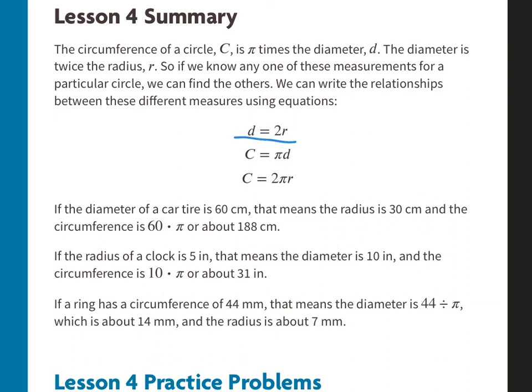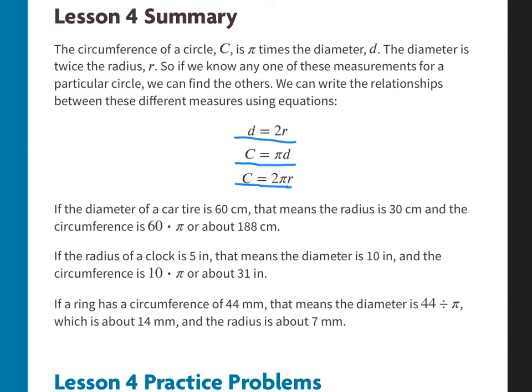Diameter equals 2r, circumference equals pi times diameter, and this one we haven't talked about, but circumference equals 2 times pi times radius. We know it takes 2 radiuses to make a diameter, so we can just go 2 times radius and then times that by pi.